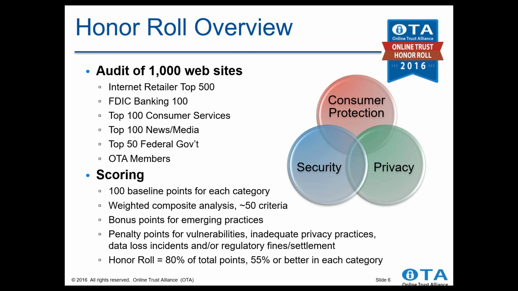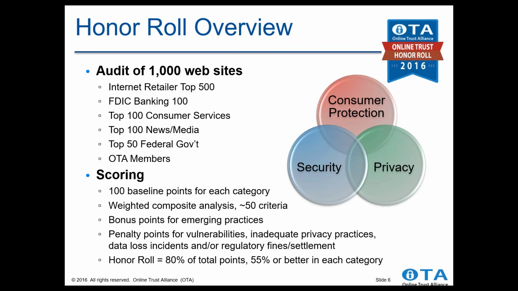The scoring, as mentioned, is a baseline scoring of 100 points each in security, consumer protection, and privacy, and it's weighted. Approximately 50 criteria this year, and depending upon the data attribute, there's more or less points applied. We also want to recognize emerging practices. They may not be mainstream yet, but we think they're very important, and sites that have adopted those as early adopters can receive bonus points. And conversely, sites also have penalty points, and that would be for vulnerabilities, inadequate privacy policies, data loss incidents, or regulatory fines.